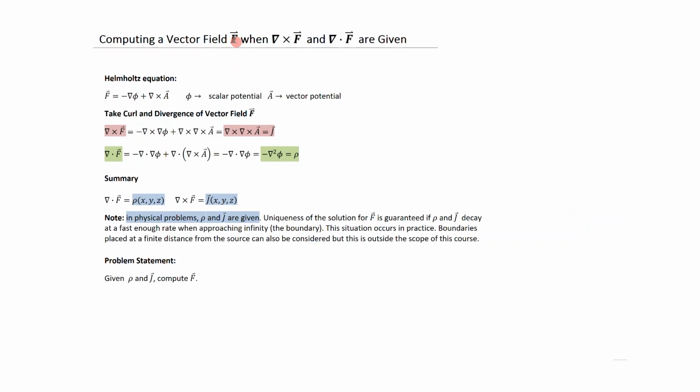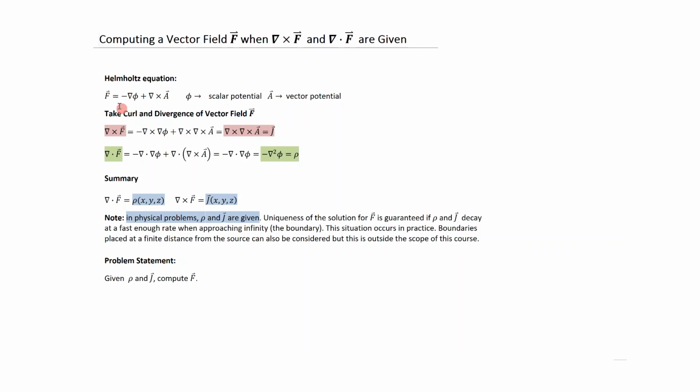So it's computing the vector field F when the curl of F and the divergence of F are knowns or givens. So we start with the Helmholtz equation, which says that you can decompose any field in terms of an irrotational field and a source-free field. The irrotational field is described in terms of minus the gradient of a scalar potential, and the source-free field is based on the curl of a vector potential. This is another vector field. So this is more or less a starting point.